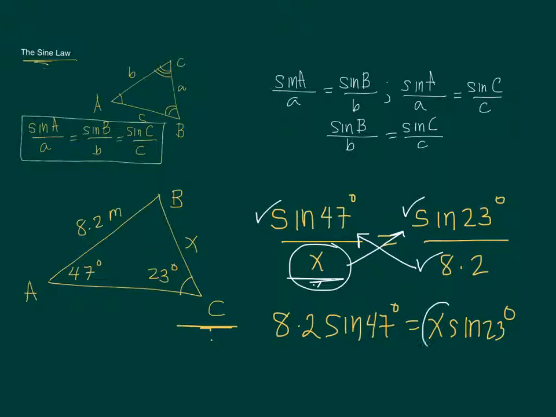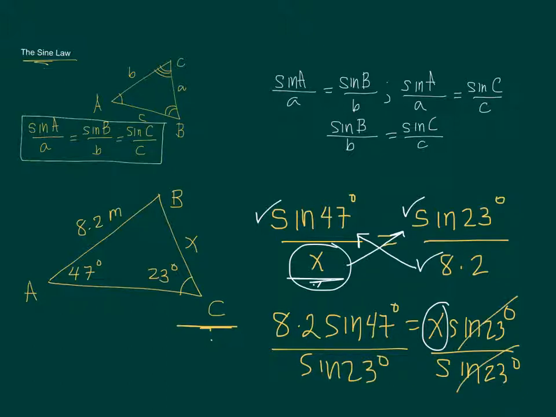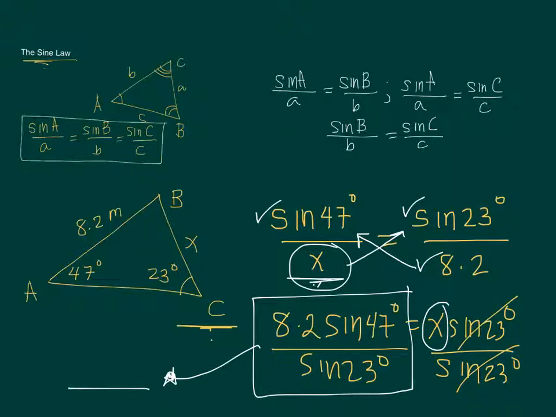Now, focusing on our goal, we want to find x. So we don't want the sine 23 on the right side of the equation. This is x times sine 23, so x is being multiplied by sine 23. To get rid of sine 23 degrees, we have to divide both sides by sine 23 degrees. If we do that, then sine 23 and sine 23 will cancel on the right side. And the value of x is basically 8.2 sine 47 degrees over sine 23 degrees. You can get the exact value of this by simply inputting the values in the calculator.